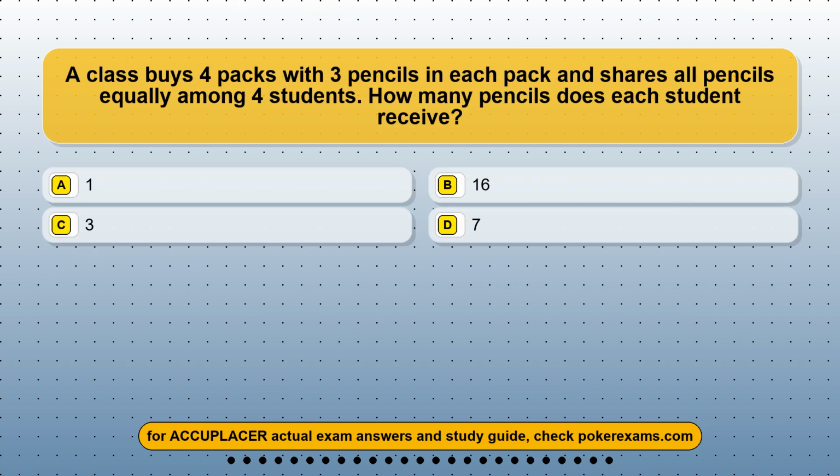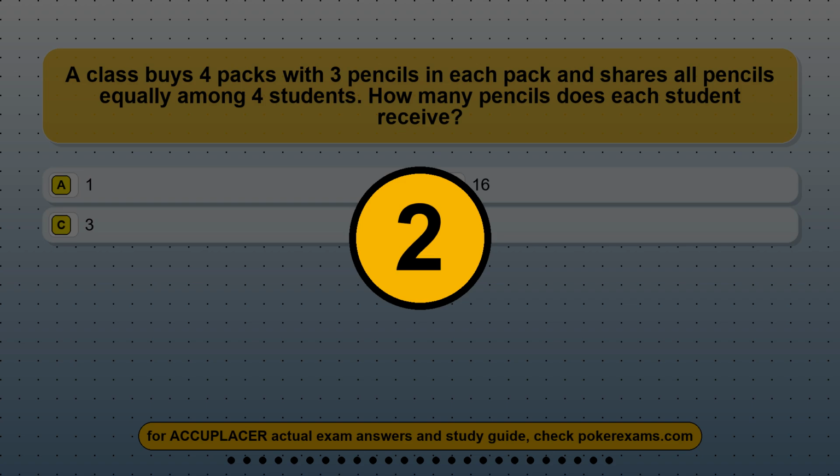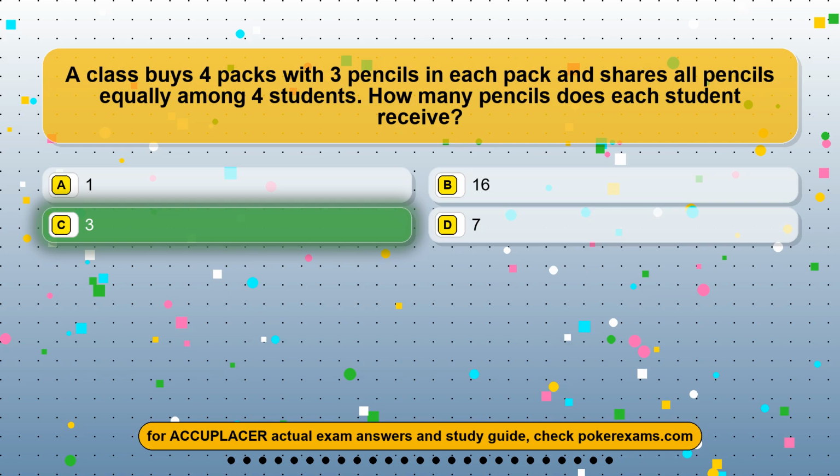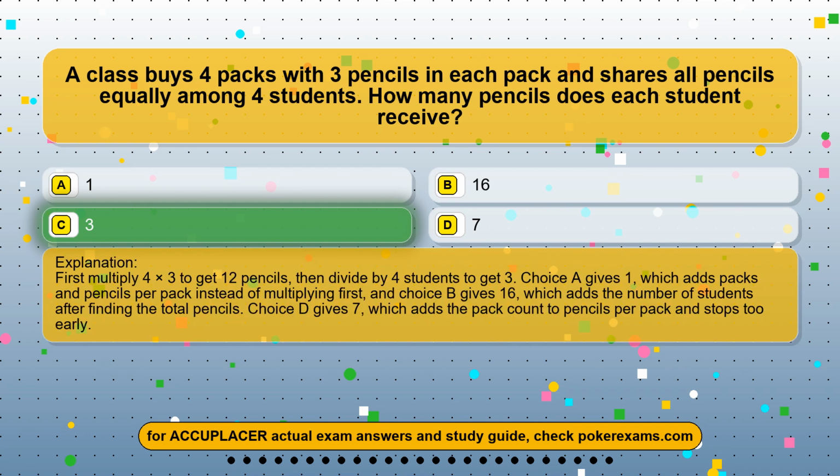Question 25. A class buys 4 packs with 3 pencils in each pack and shares all pencils equally among 4 students. How many pencils does each student receive? Option A, 1. Option B, 16. Option C, 3. Option D, 7. The correct answer is option C, 3. First multiply 4 times 3 to get 12 pencils, then divide by 4 students to get 3.